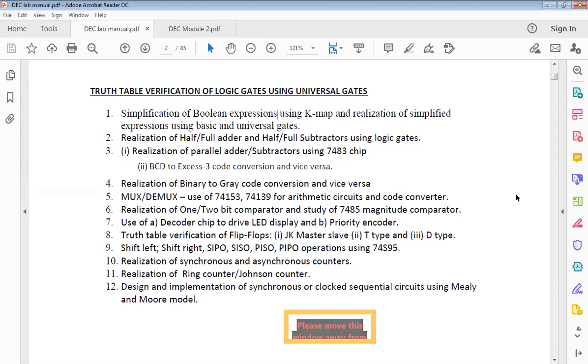Now that we have known the techniques to simplify a Boolean expression, in the question here they have given K-map, and realization of the simplified expression using basic gates. Now basic gates realization is very easy, isn't it? Do you all have any doubts in basic gate realization? For example, y is equal to ab plus cd. Is it difficult for you to implement it using basic gates?